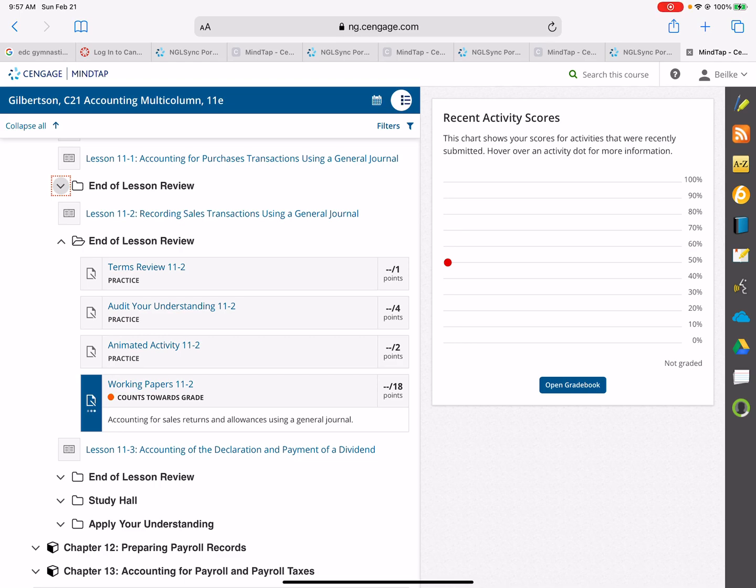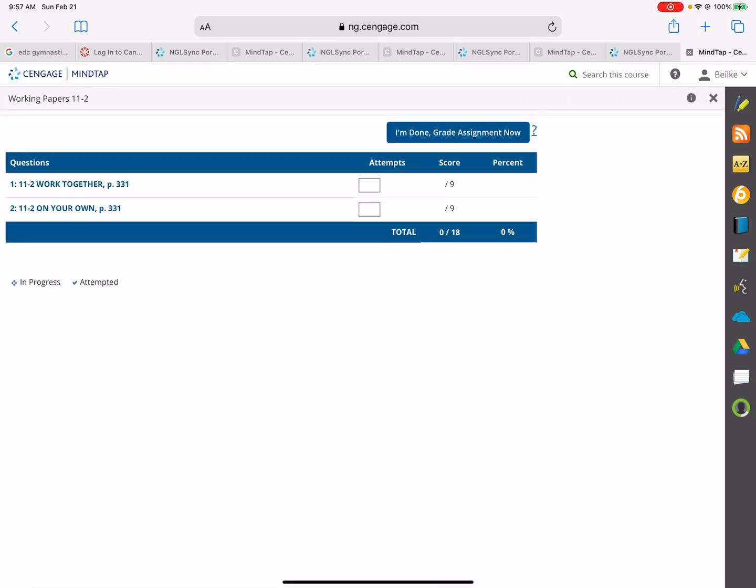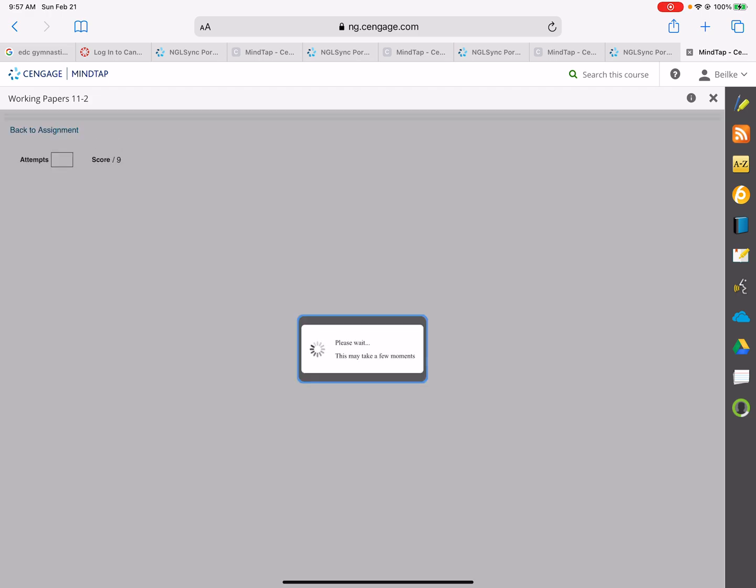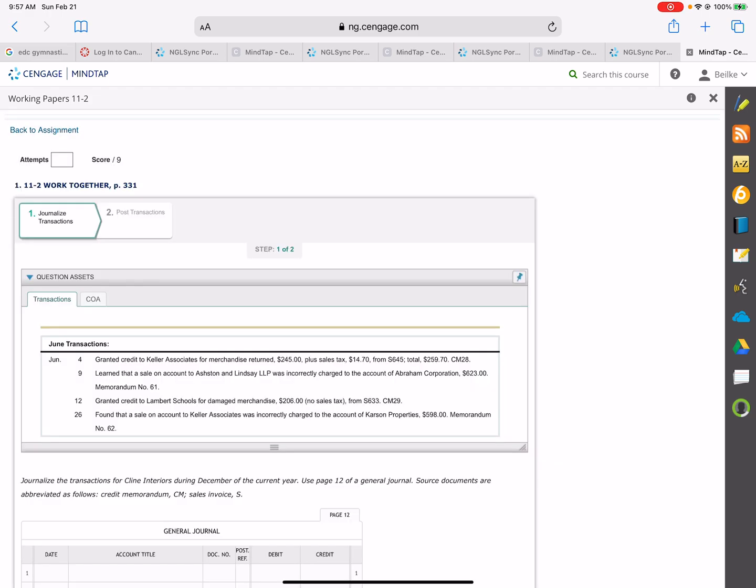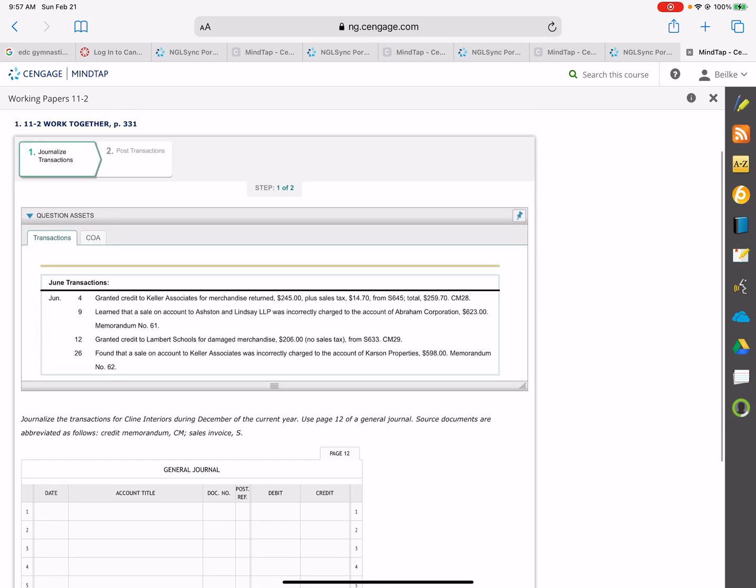Okay, let's open up our working papers for 11-2, our work together. We have 4 transactions that we are going to work with. I'll take you through the transactions and then you'll do the second part. You'll just post. You know how to do that.